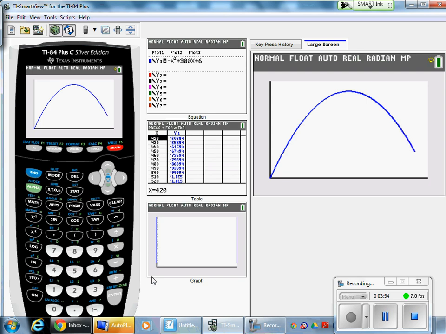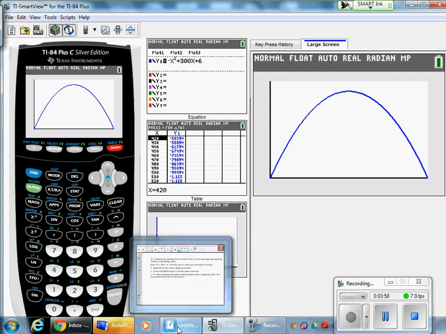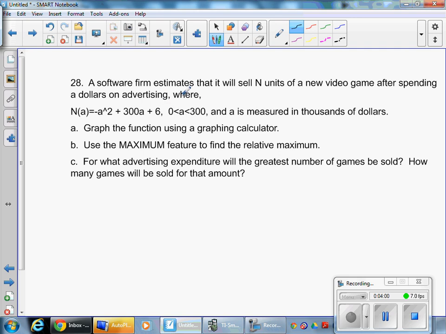Well, look there. It's much cleaner and much easier to see. So that's a good graph. We just used the 0 to 300 and figured out what our y's should be over that range, and that helped us. So now part B, so A, we've done: graph the function using a graphing calculator. B, use the maximum feature to find the relative maximum.